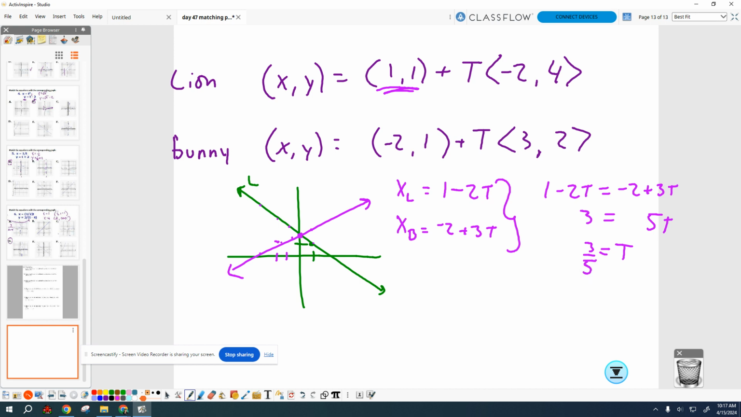All right. So at that time, what's the y value for the lion? The y value for the lion is 1 plus 3/5 times the y value, 5 right? And the y value of the bunny at t, which is 1, is 1 plus 3/5 and 2 is 1 plus 2 times 2. Really, really close, but not exactly the same.